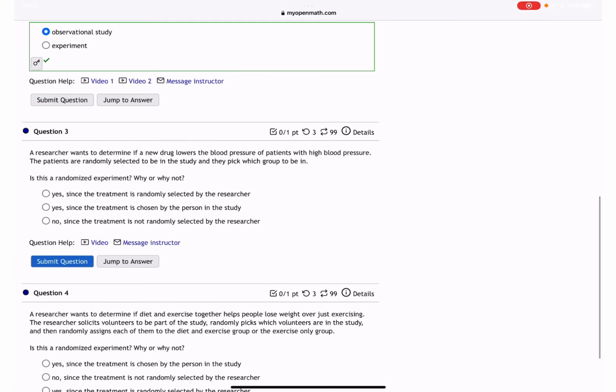Question number 3. A researcher wants to determine if a new drug lowers the blood pressure of patients with high blood pressure. The patients are randomly selected to be in the study and they pick which group to be in. So is this randomized experiment? No. Right away I can say no because the treatment is not randomly selected.